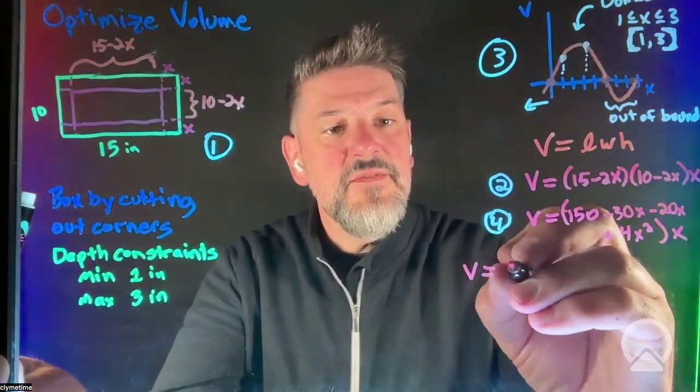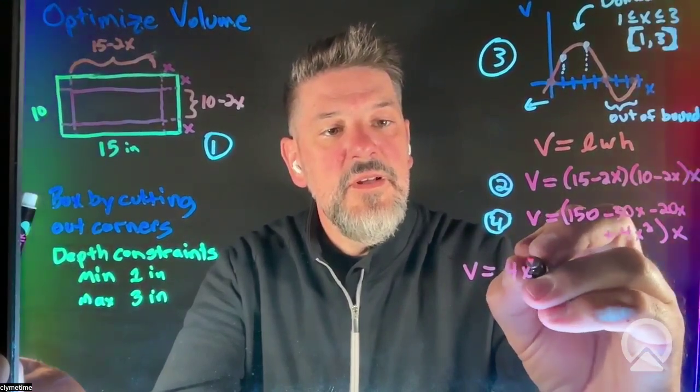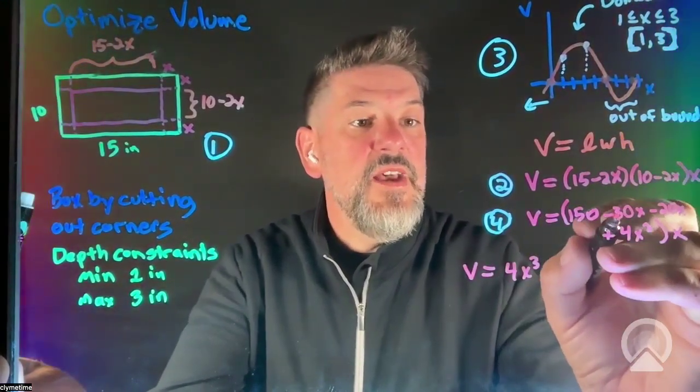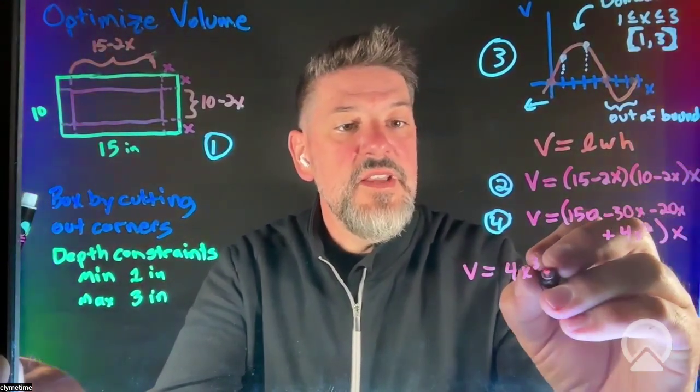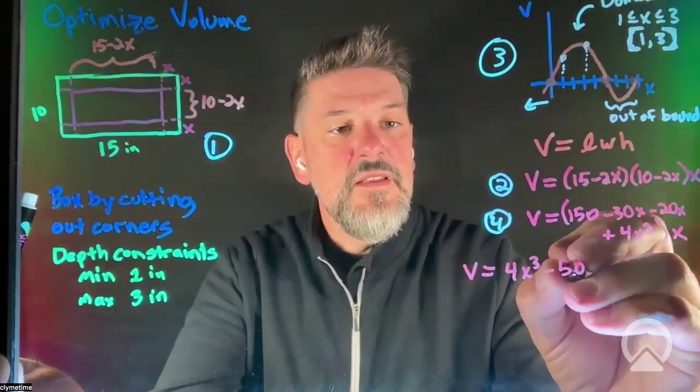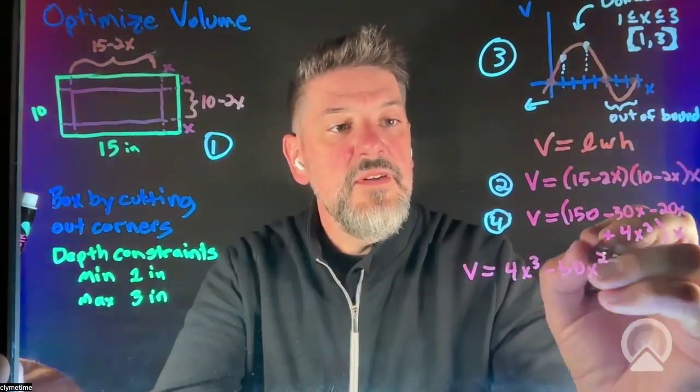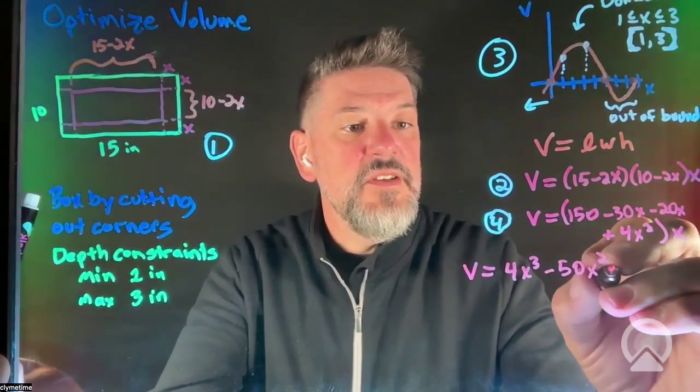4x squared times x is 4x cubed. And then we're going to have negative 30x minus 20x is negative 50x. And then multiply it by x and get x squared. And then finally, plus 150x.